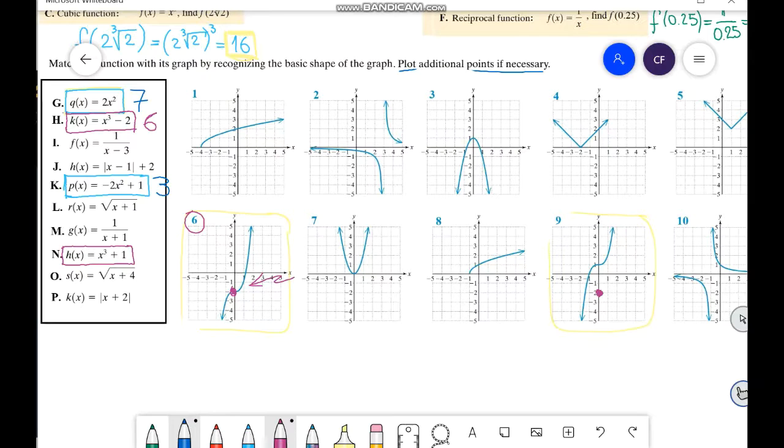See? Let's try. X equals 0. 0 cubed is 0 plus 1. Y equals 1. And let's check if we have a match here on number 9. X equals 0, y equals 1. This is the point. Yes, this is a match. That means the answer here is number 9.